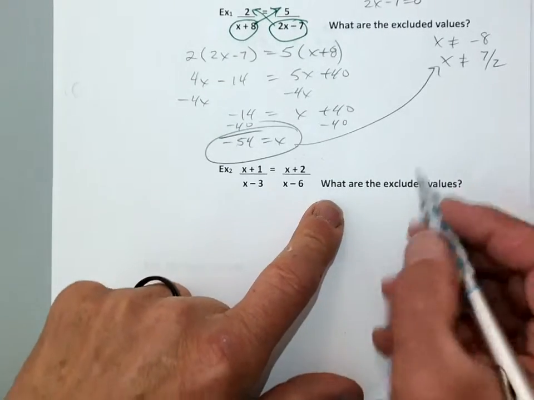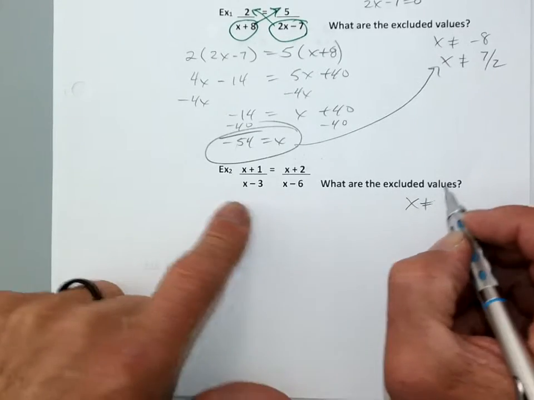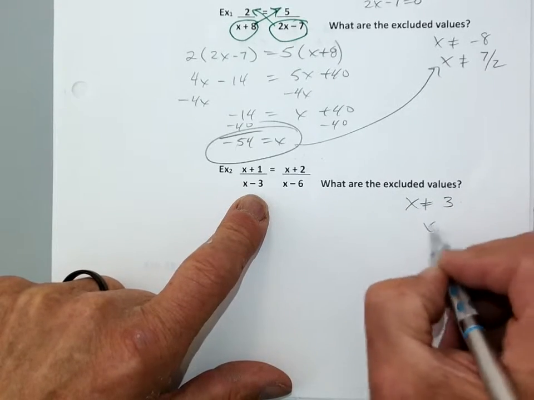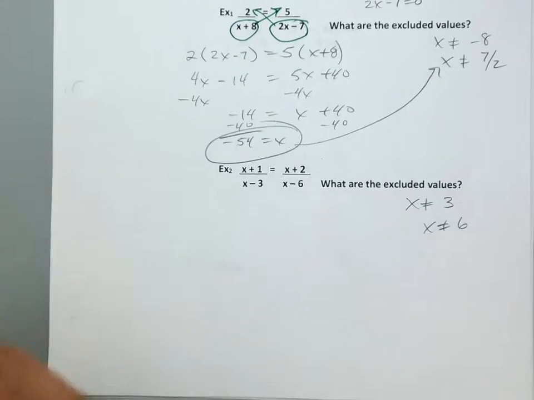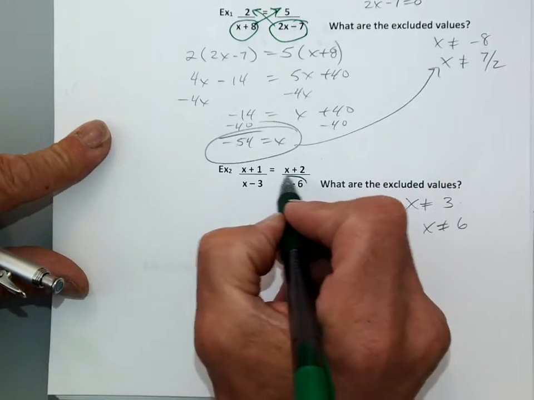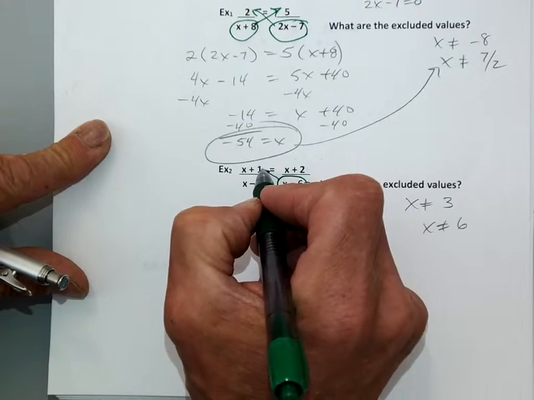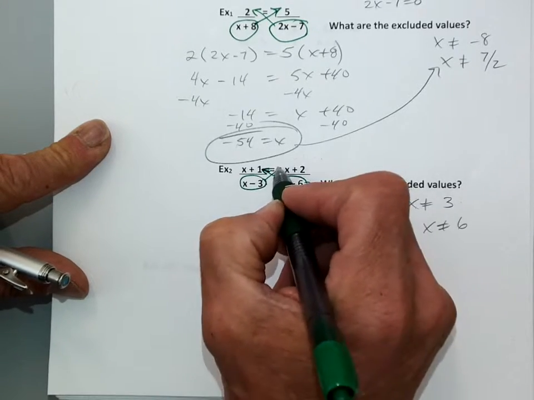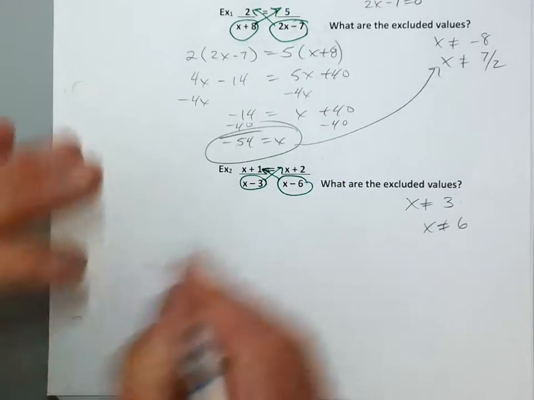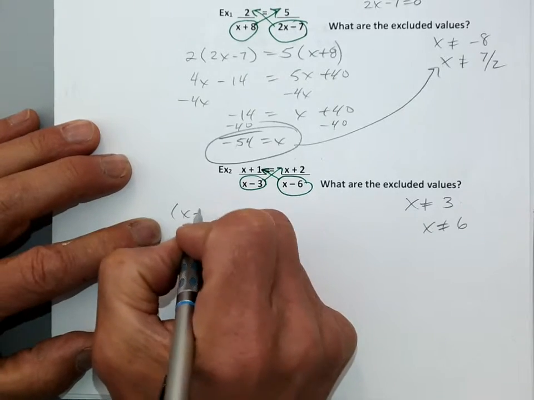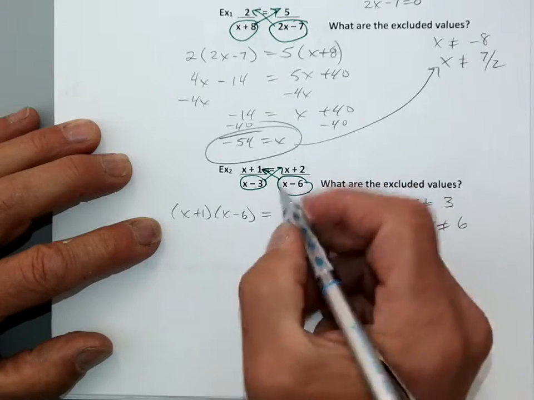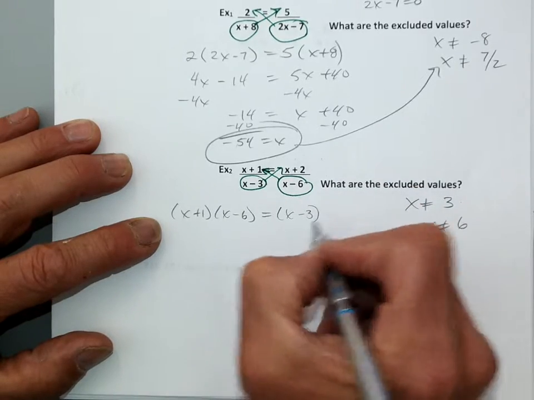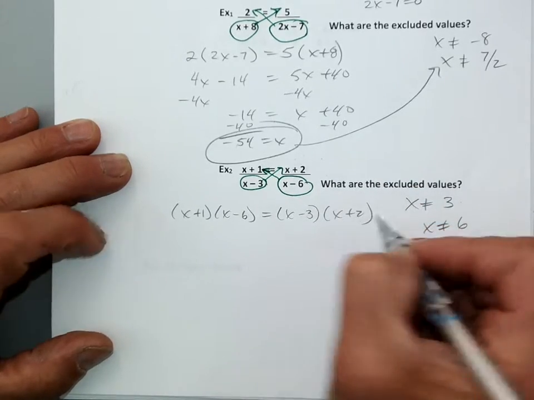Okay, example 2, same thing. Before I do, what can x not equal? X cannot equal 3 and x cannot equal 6. So let's cross multiply. We're going to multiply x minus 6 up to here, and x minus 3 will multiply up to the other side. So when we cross multiply, we'll have x plus 1 times x minus 6 equals x minus 3 times x plus 2, right?